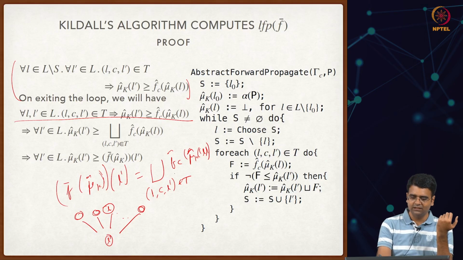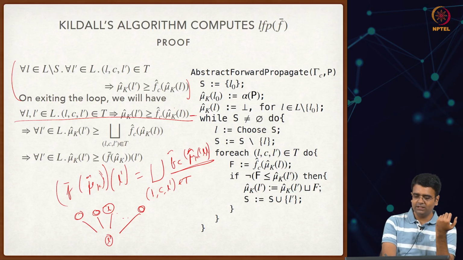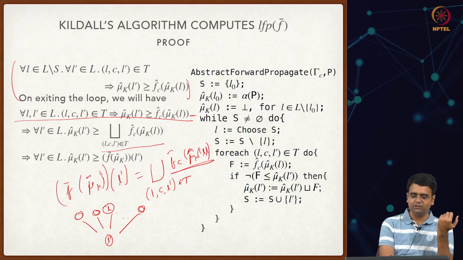So which means that this mu hat k of L prime is greater than or equal to each of these terms. So for every predecessor L of the location L prime, mu hat k at L prime is greater than or equal to f at C of mu hat k of L. This is what we get from the loop invariant, which means that mu hat k at L prime will also be greater than or equal to the least upper bound of these values. So mu hat k of L prime is an upper bound of all of these values, therefore it will also be greater than or equal to the least upper bound.